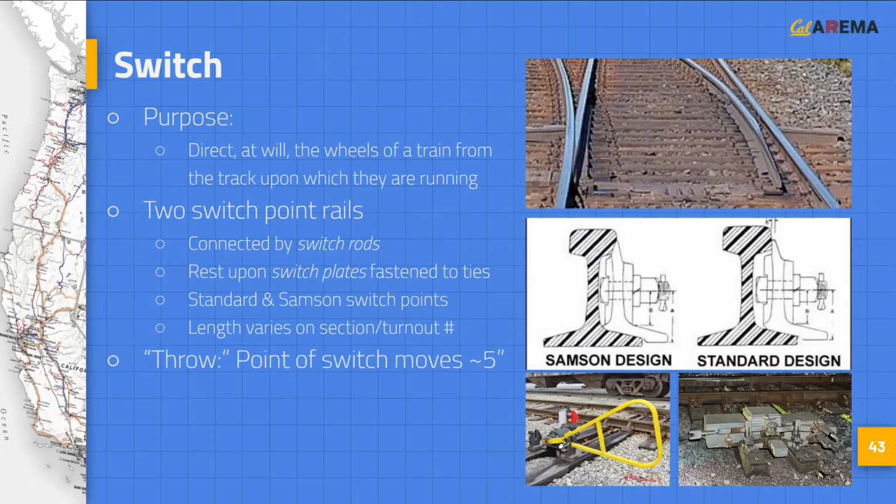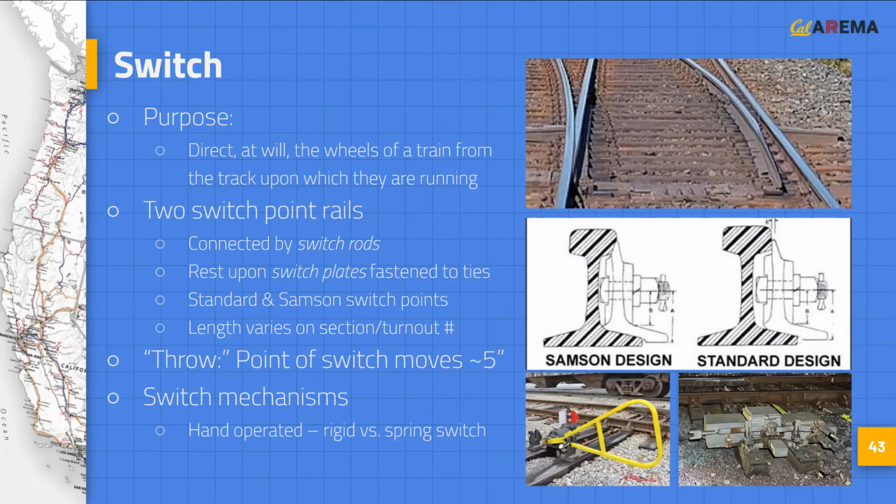Switch rails vary in length from 11 feet to 39 feet, and even longer for high turnout numbers, depending on the weight of the rail and curvature of the turnout. During the switch operation, the point of switch moves a distance of around 5 inches, which is called the throw. Switch mechanisms can be either hand-operated or powered. Hand-operated switches can either be rigid or swing switch type.